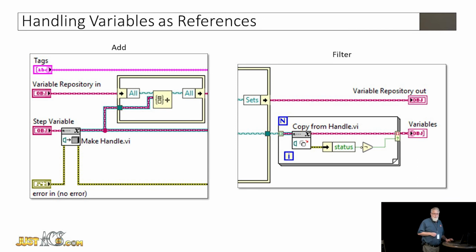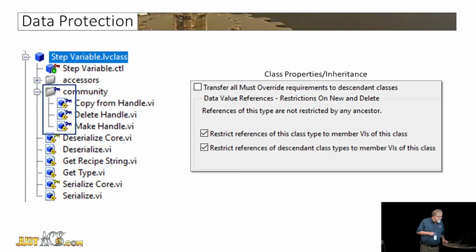I mentioned that DVRs can be hazardous. We can protect ourselves. On the class properties inheritance page for classes, you can restrict who can make new DVRs or destroy DVRs of a class. And that's what I did. I said that only step variable can make a reference to itself. And it has to be the parent class. That's the second checkbox. So you can't write a function on the Boolean class that makes a DVR. It has to be the one that comes out of step variable. So I've constrained where I can make the variables and the DVRs.